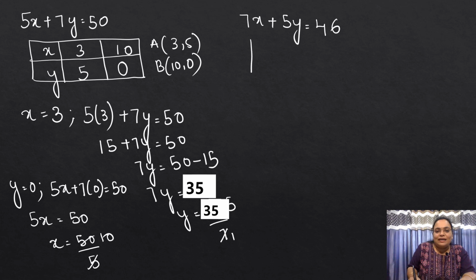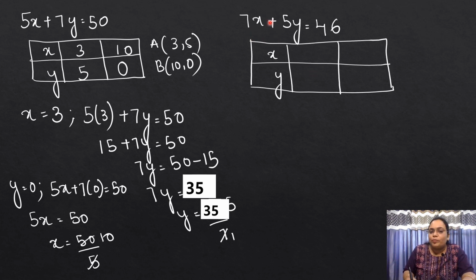Now let us find the points for the next equation. If you put x equal to 0 here, this term will be 0. You will get 5y equal to 46, y is equal to 46 divided by 5. It is a decimal point. Try putting x equal to 1 or 2, and you will again get a decimal point. So we will try taking x equal to negative numbers.